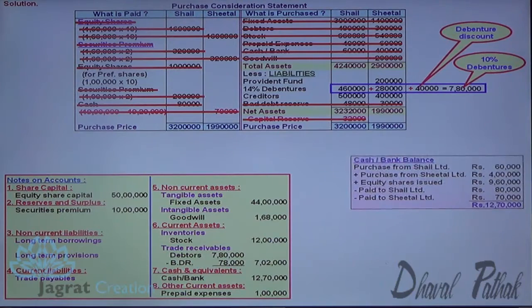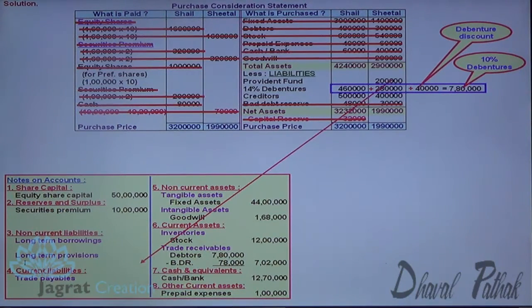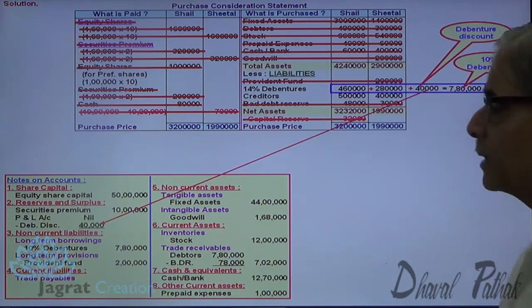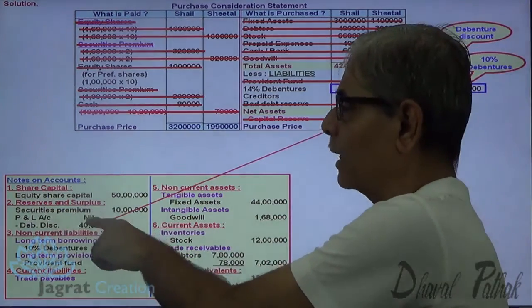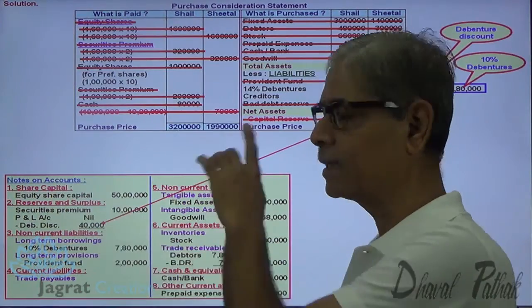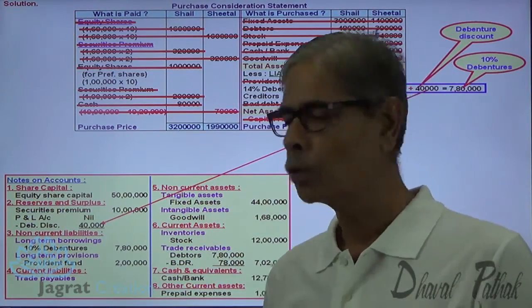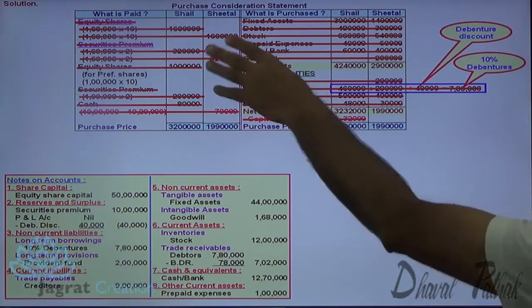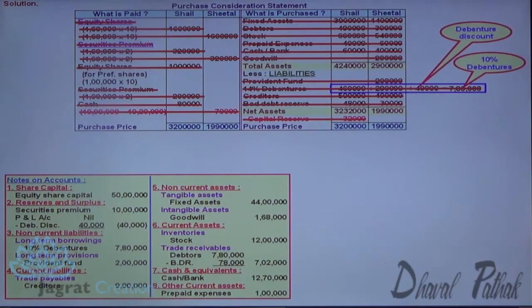Now I will write down creditors and liabilities, provident fund, long-term provision, long-term borrowings, 10% debentures, 7,80,000. 40,000 debenture discount will be deducted from the profit and loss account balance, nil minus debenture discount. So there is a negative balance of profit and loss account. This is how debenture discount is required to be reported as per Schedule 3. Creditors. So observe, I have considered all these things.